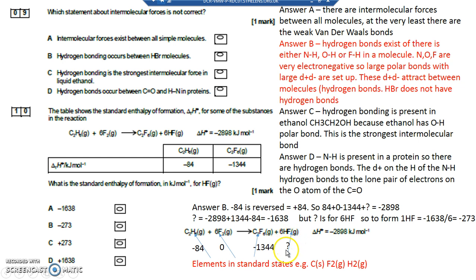That's the question mark. But that's for 6 lots of HF, 6 moles of HF, and it wants to know what's the enthalpy of formation for HF. That's the amount of heat energy when 1 mole is produced. So if I make 6 moles, it's minus 1638, but for 1 mole I need to divide by 6, which is minus 273, so my answer is B.